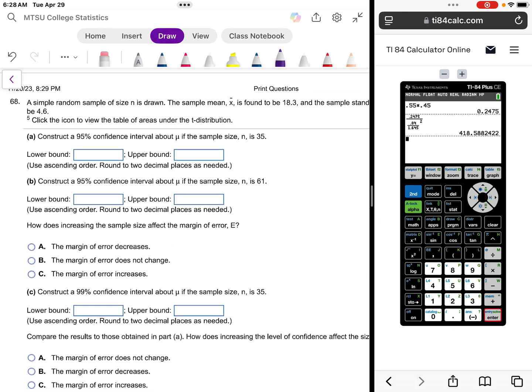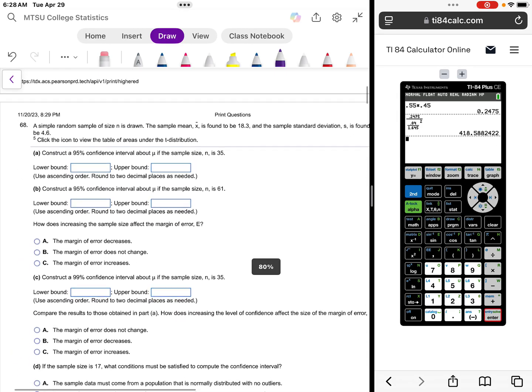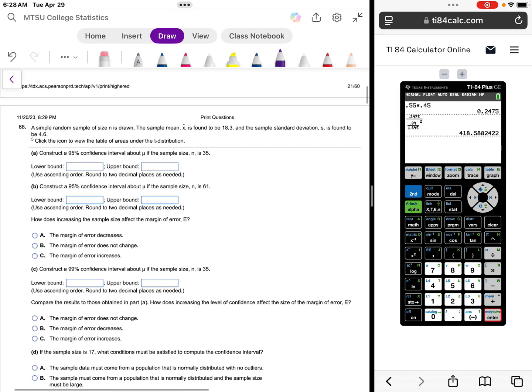A simple random sample of size n is drawn. The sample mean x bar is found to be 18.3. All right, so they want us to construct a t interval, a 95% confidence interval, and n is equal to 35. So this tells me that, again, we're doing a t interval. They tell us that x bar was 18.3, n is equal to 35, and we're doing a 95%.